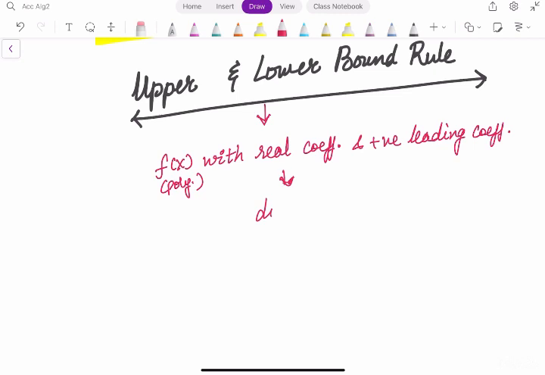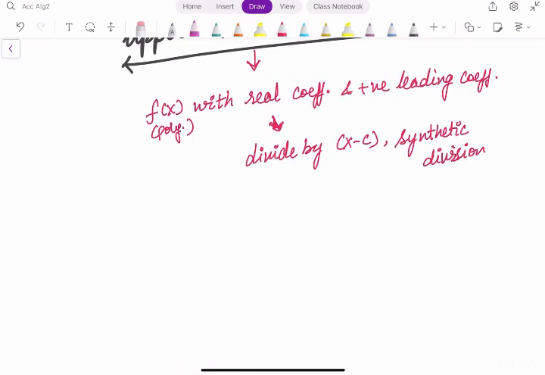When it is divided by x minus c, now x minus c is a linear function, right? And we can divide by using synthetic division. We have discussed synthetic division in the previous videos. If you are not sure about synthetic division, please go and check those videos as well. And then we are looking for two different conditions.